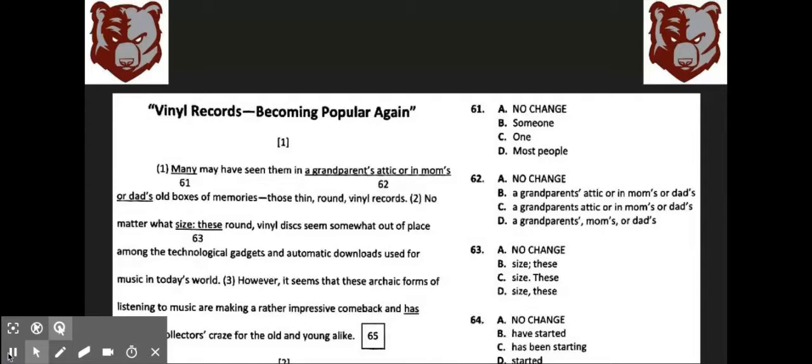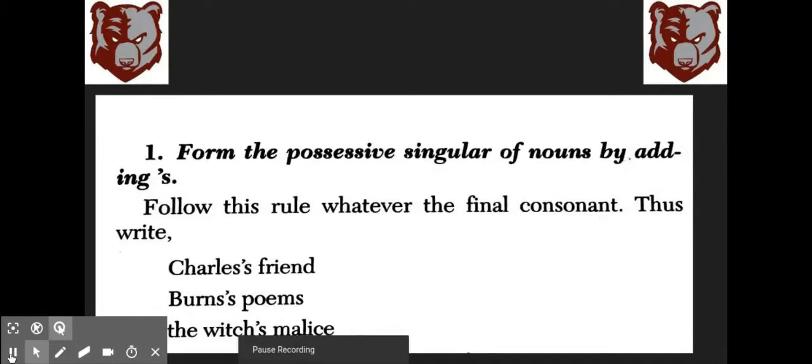Take a look at the first page from The Elements of Style. This rule is on page 1 of the book. The fact that this rule comes from the very first page should let somebody know how important it is, or how often people make errors with it. Notice that it says, form the possessive singular of nouns by adding apostrophe S. Now look at the examples. You have Charles's friend. That's Charles S apostrophe S, Charles's friend. Burns's poems. Even if it ends in that S, you put an apostrophe S.